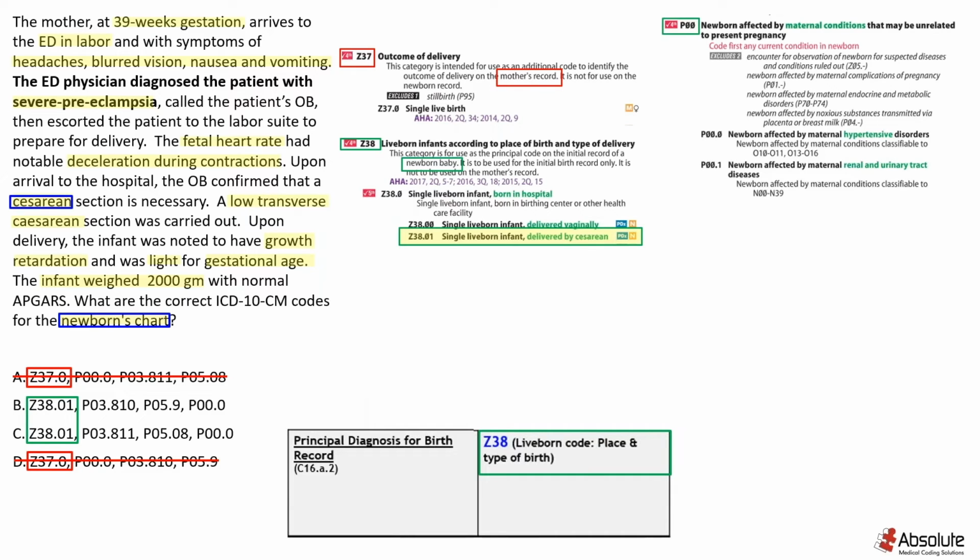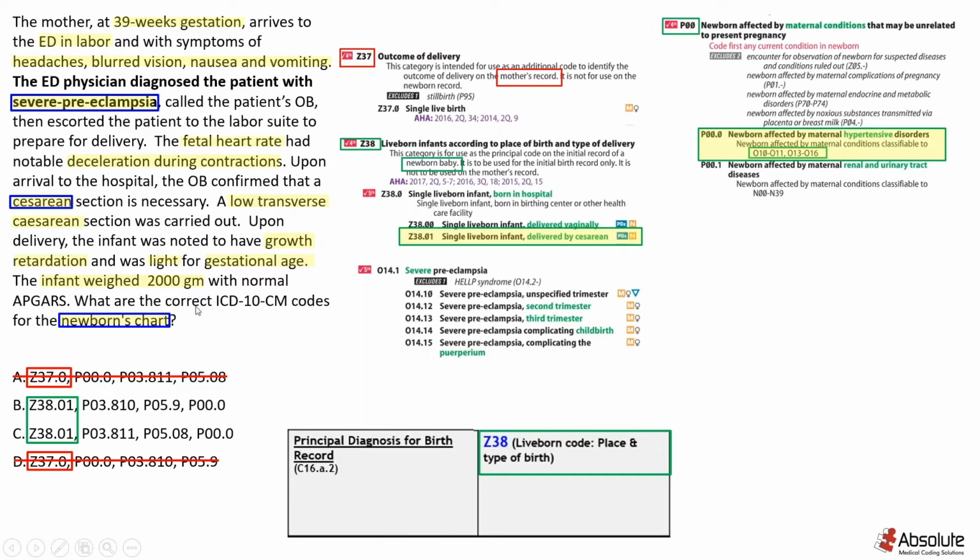Now let's look into P00.0, which is for a newborn affected by a maternal condition. Yes, in our scenario, the newborn was affected by a maternal condition. And P00.0 is for newborn affected by maternal hypertensive disorders. It says that a newborn affected by maternal conditions classifiable to O10 to O11 and between O13 to O16 are all included in this code, P00.0.